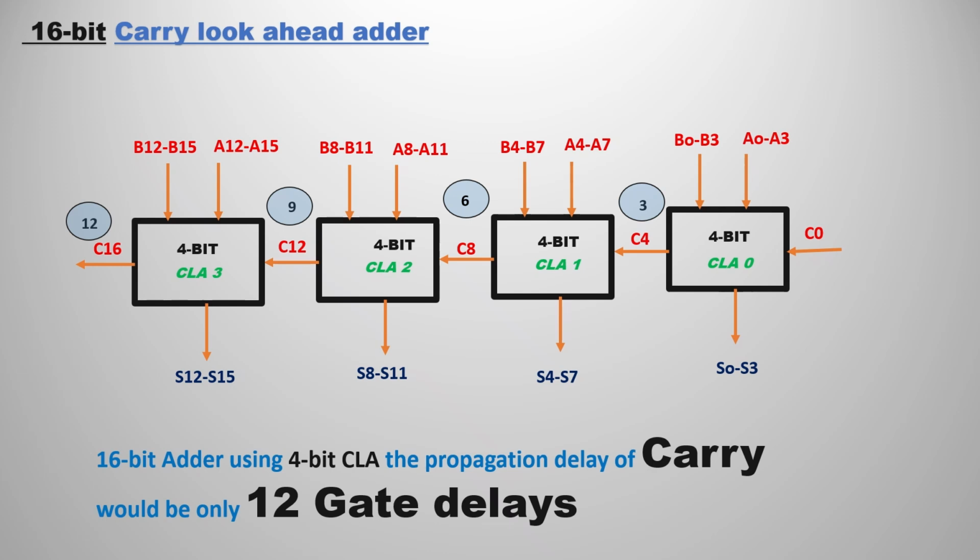So I hope you are understanding that the carry will be produced after 12 logic gate delays. We have already seen this in the comparison of the 16-bit CLA versus the 16-bit parallel adder. Now we will see it for the sum also. You can read the statement below: for the 16-bit adder, the 4-bit CLA propagation delay for the carry would be 12 logic gate delays, using each cascaded 4-bit CLA.